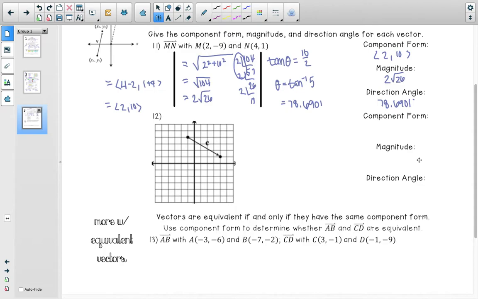Now, 11 gives you the coordinate points, 12 doesn't. So on 12, you definitely have to do that first. So this is negative 1. It goes up 4. So we have negative 1, 4. And this one goes over 1, 2, 3, 4, and up 1.